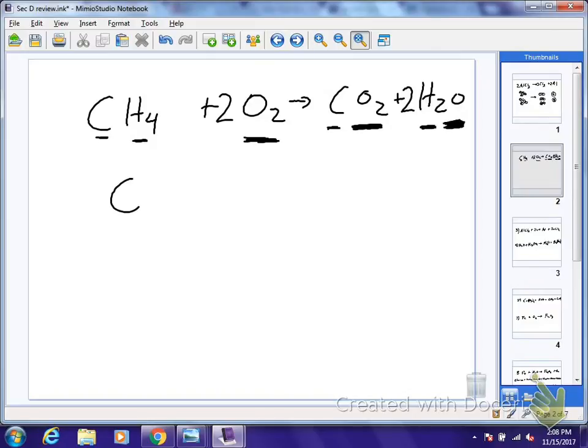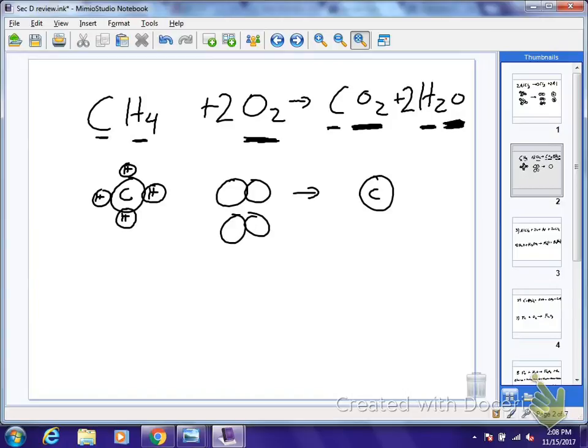So then what you do is you put carbon surrounded by your 4 hydrogens, and 2 oxygens drawn out. Then you would do CO2. You only have to have one of those, and in water you would go oxygen, hydrogen. And that's how you would do number 2.